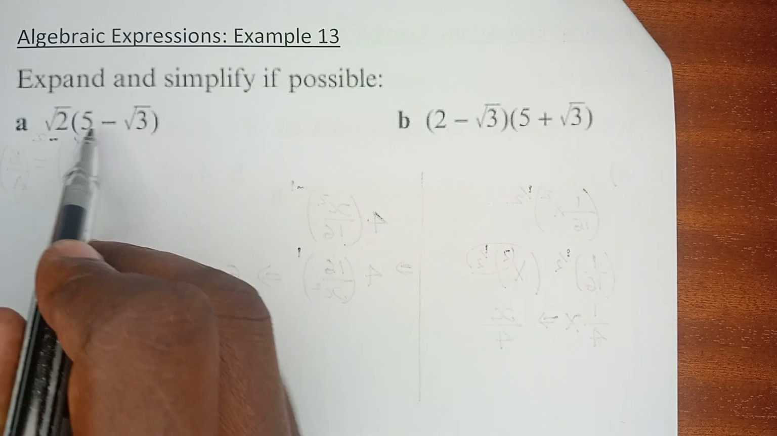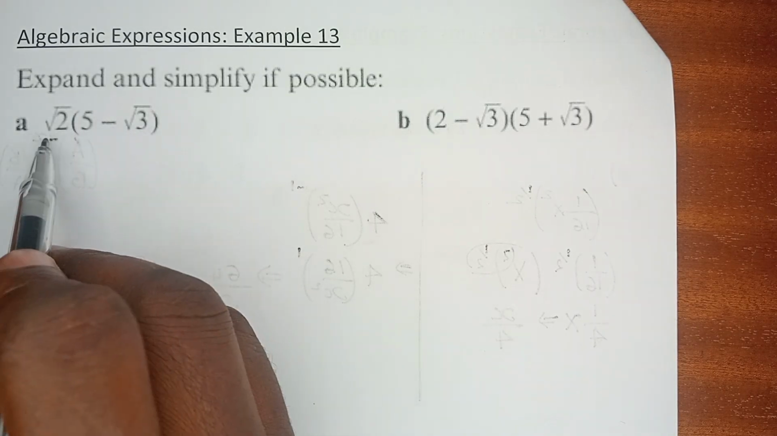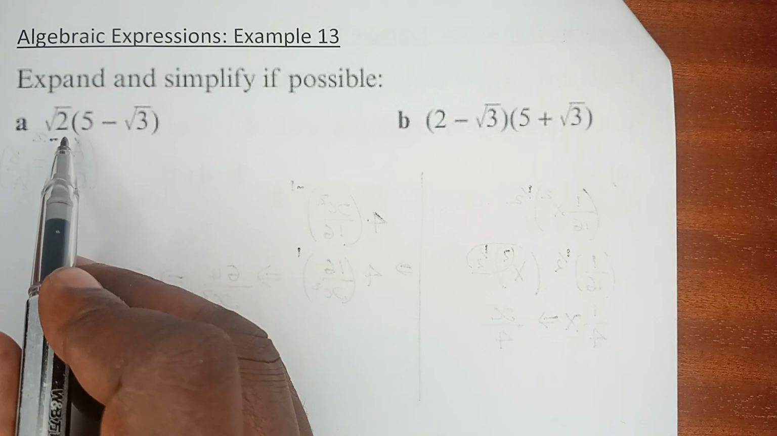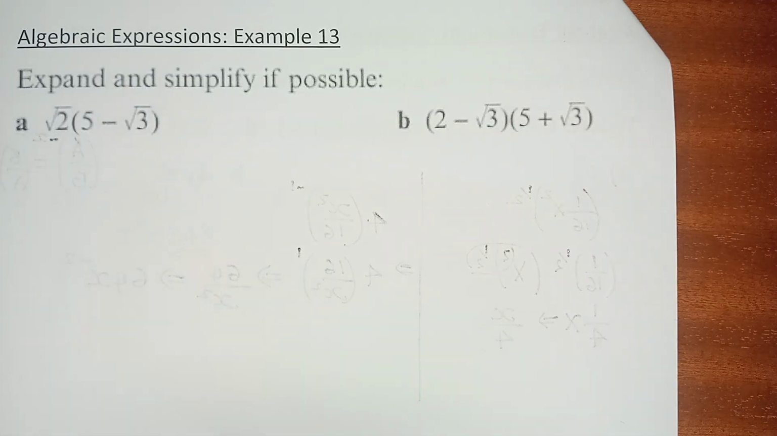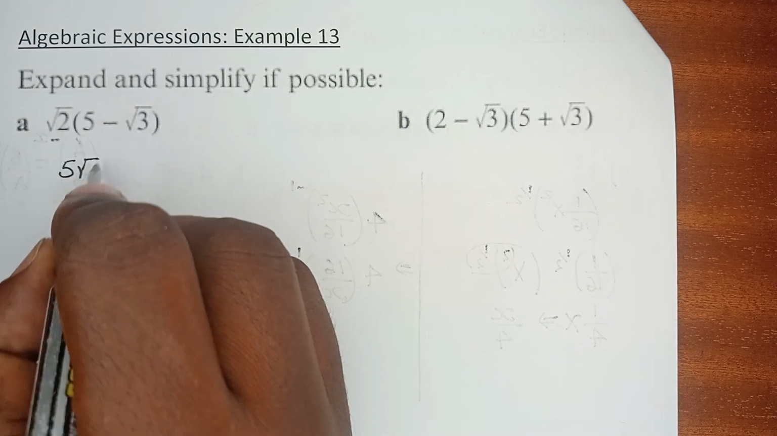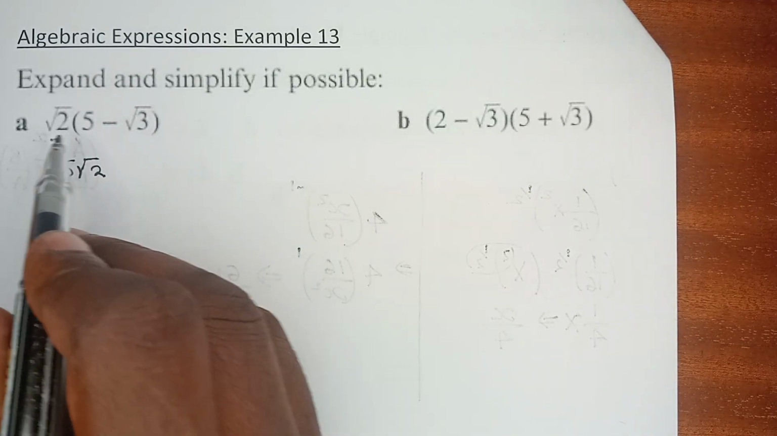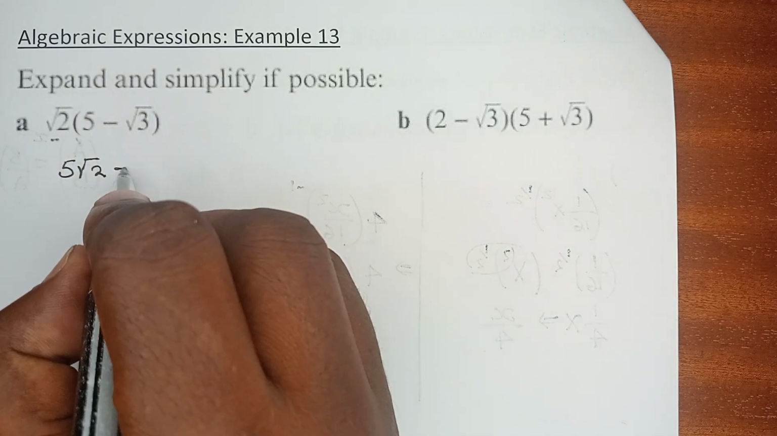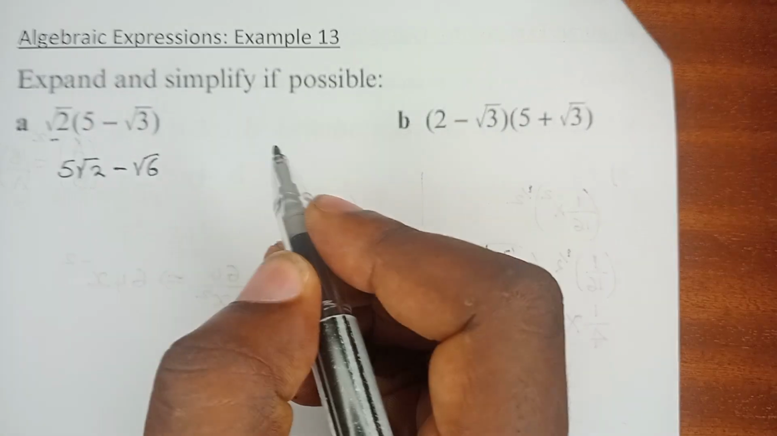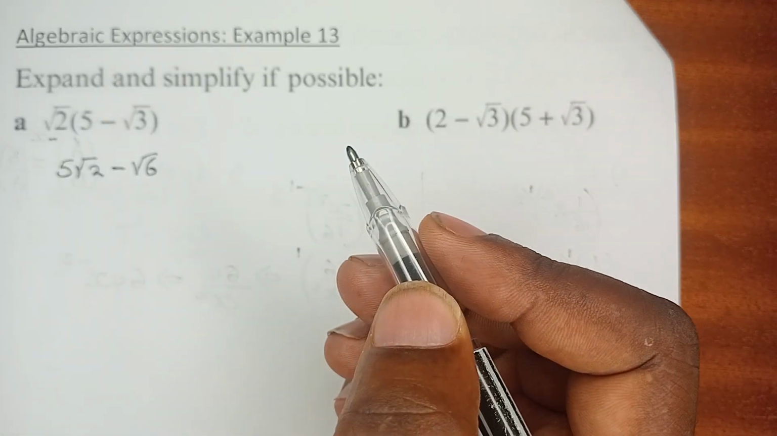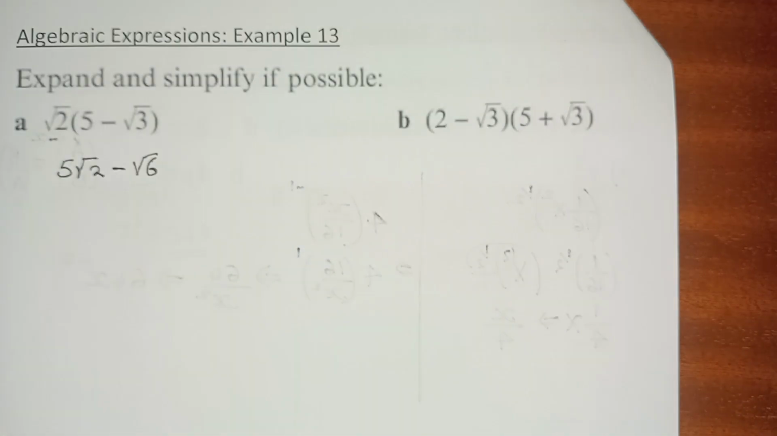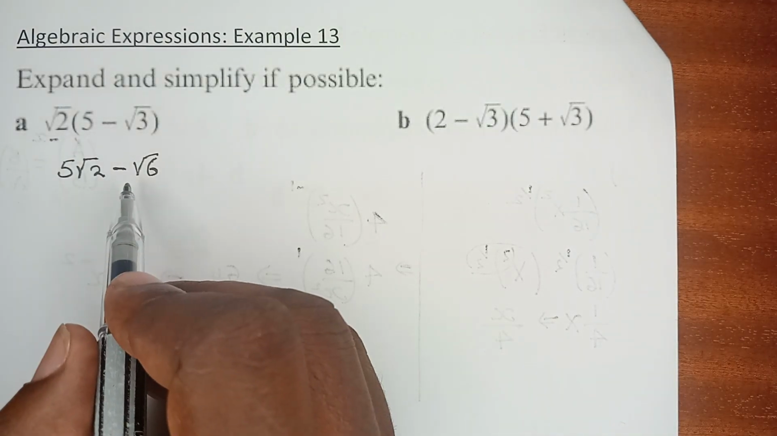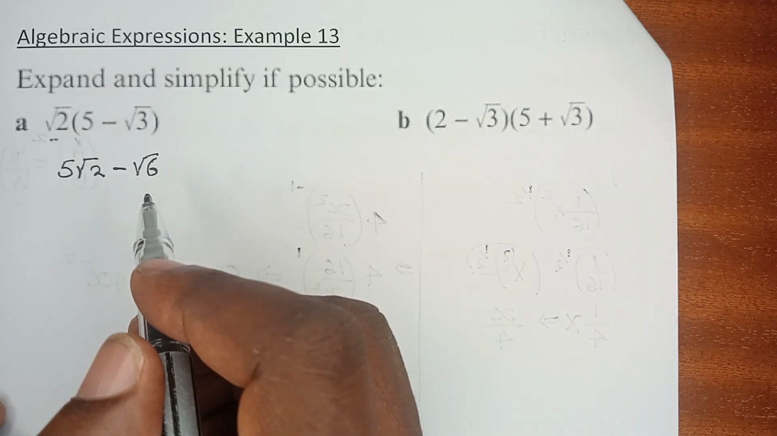You just multiply each and every term in the bracket because whatever is out here is affecting each term that is inside. So root 2 times 5 is 5 root 2. Root 2 times minus root 3 is actually minus root 6. And that is just going to be it because we cannot simplify further than that. So we are having 5 root 2 minus root 6, and that is the end of the story.